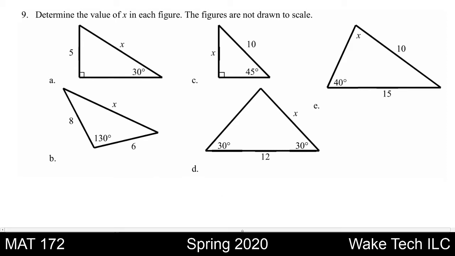Now, those actually aren't going to be too helpful to us in part D because we don't have any right triangles. There's not a right triangle here. There are no 90-degree angles. Because of that, we can't use those regular relationships. Instead, we have to use either law of sines or law of cosines.